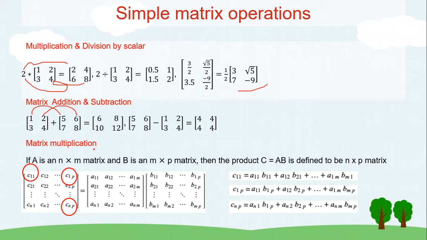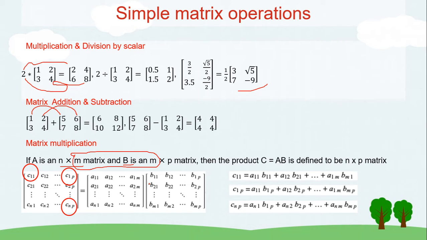Matrix multiplication is a little different, but you will understand once you know the process. Suppose you are given a matrix of n by m size, which means n rows and m columns. And you have another matrix with m rows and p columns. There are some rules for matrix multiplication. These two should be the same, then only you can multiply, otherwise you cannot multiply. The number of columns of the first matrix should be equal to the number of rows of the second matrix.